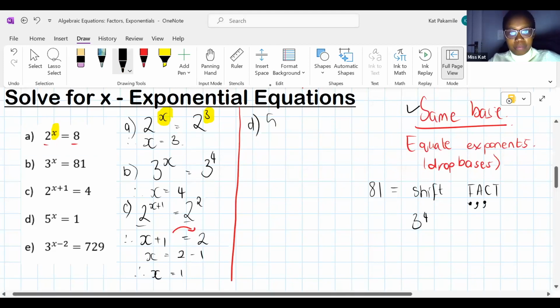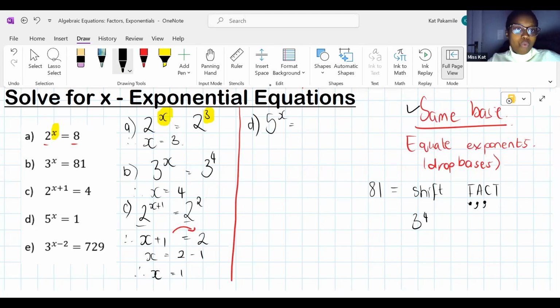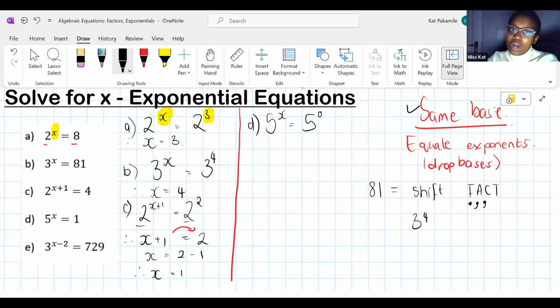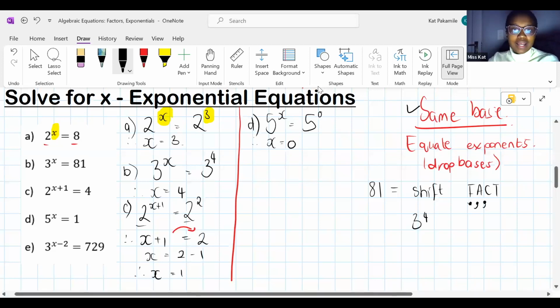Okay, 5x. Now, to get a 1 to have a base of 5, we're going to have to say 5 to the power of 0, because anything to the power of 0 is 1. Oh, I can't even catch you guys out. Hectic. Therefore, x equals 0. Oral Dean, remember to keep the chat lesson related.